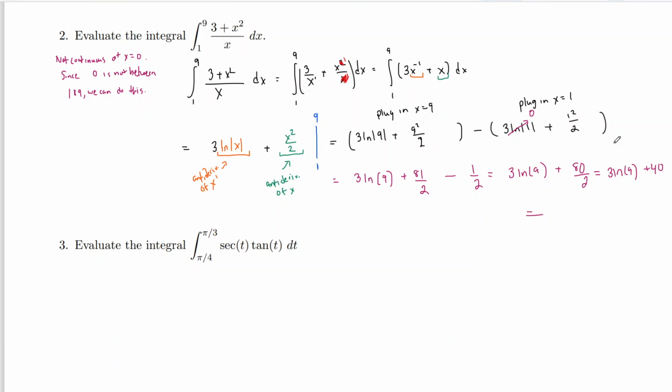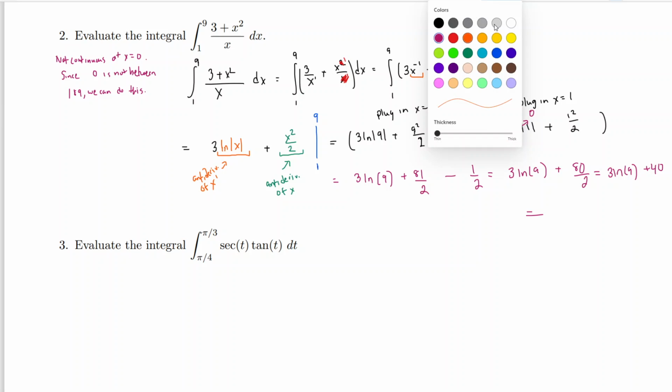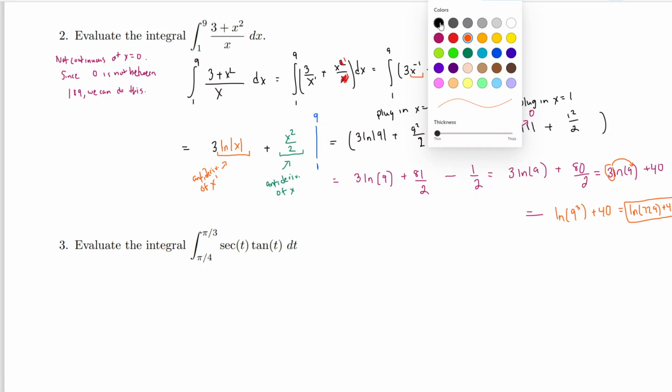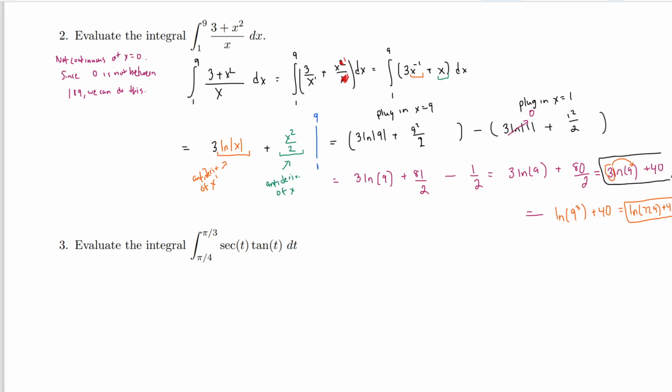Sometimes you can see a different answer here. If you type this into maybe Wolfram Alpha, you might not see 3 times the natural log of 9, because they might use the log rule that says you can take the 3 and move it up to the exponent and get the natural log of 9 cubed plus 40. And 9 cubed is 729, so this is the natural log of 729 plus 40. Now you don't have to do that, so you can stop right here, and there's nothing wrong with that. I wouldn't stop before here, because you definitely want to simplify the 80 over 2 to 40. But either one of these is good.